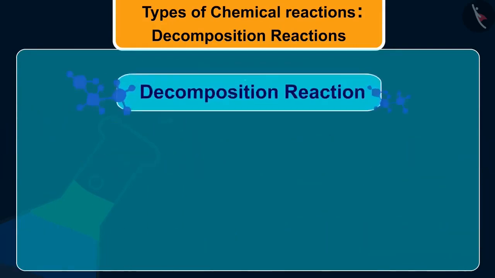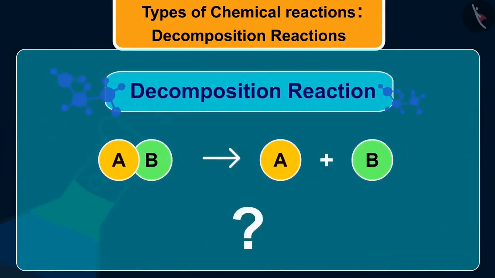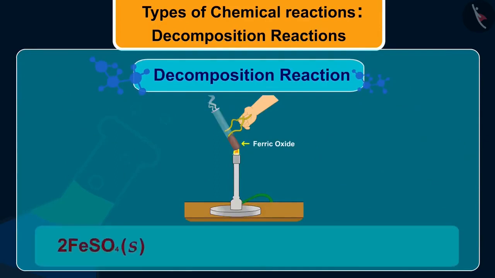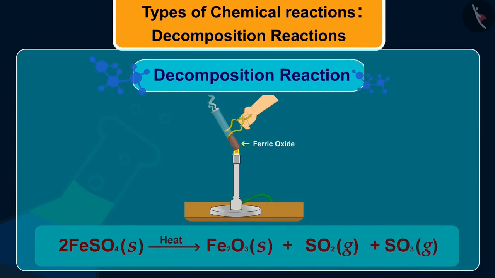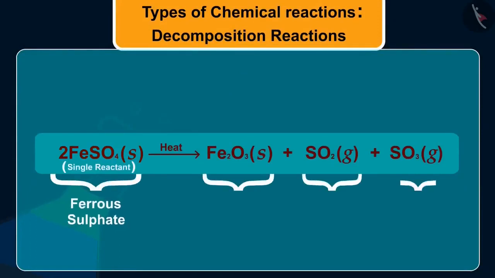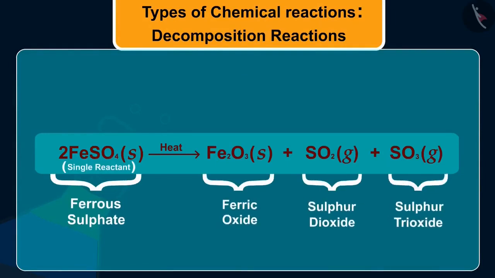So students, this is an example of decomposition reaction. Why? Because one reactant, that is ferrous sulfate, is breaking down to produce ferric oxide, sulfur dioxide, and sulfur trioxide. In this reaction, you can observe that a single reactant breaks down to give simpler products. This is a decomposition reaction.